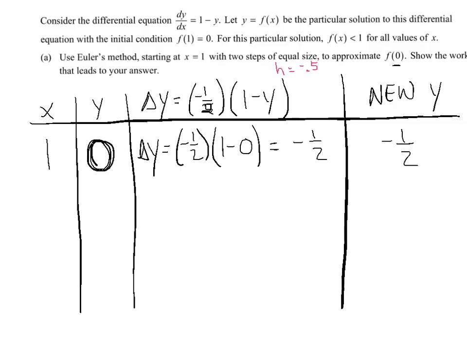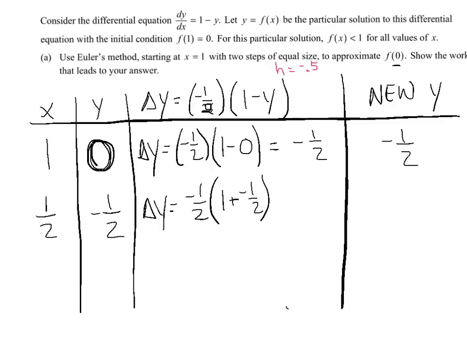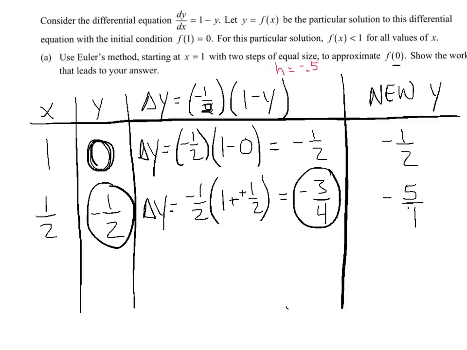Now the x value is 1/2 because we went backwards a half, and the y value is negative 1/2. So let's see if we can plug this rascal in. We've got our negative 1/2, then the quantity 1 minus negative 1/2. So that's 3/2 in the parentheses. Negative 1/2 times 3/2 would be negative 3/4. If I add this to my old y value, I'm going to end up with negative 5/4. And cycle that down. So when x equals 0, our approximate y value is negative 5/4.